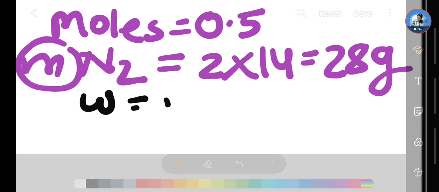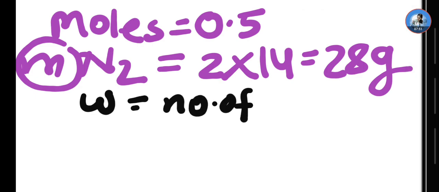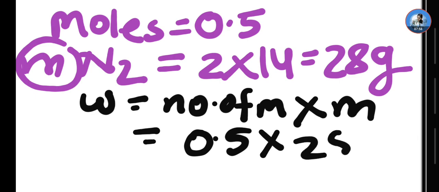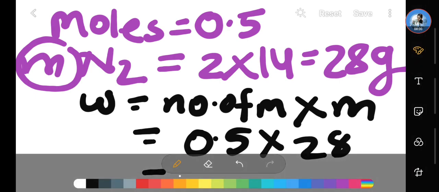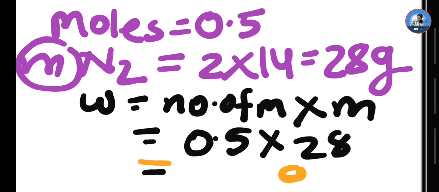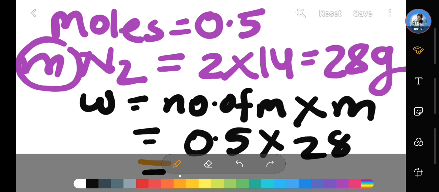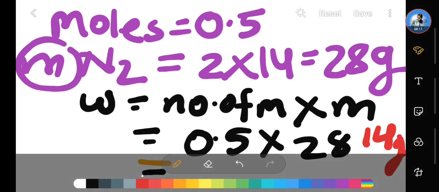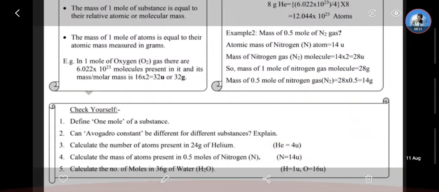So W equals to number of moles multiply by our molar mass, that is 0.5 into 28. What is the answer? 14 gram. Okay, this is our second example. Let's move on to its exercise questions.